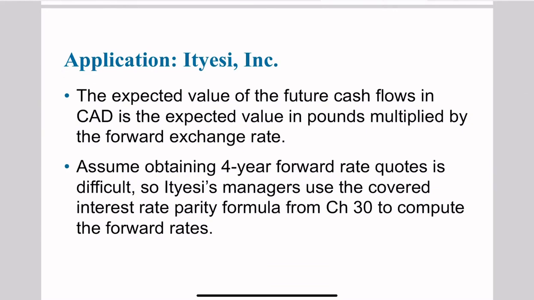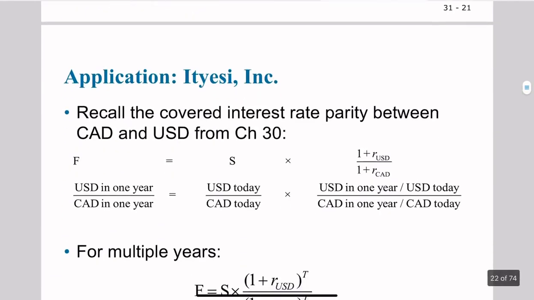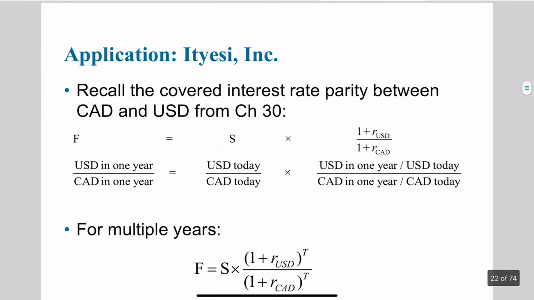Because we learned from chapter 30, the purpose of covered interest rate parity, at least in this class, is about how the forward rate is determined. Right? This basically means given correct inputs, you can find out the forward exchange rate, no matter how far away the forward exchange rate is. Okay, so let's recall what we have learned in chapter 30.